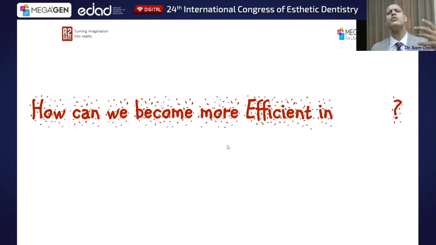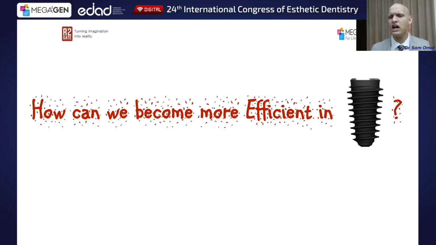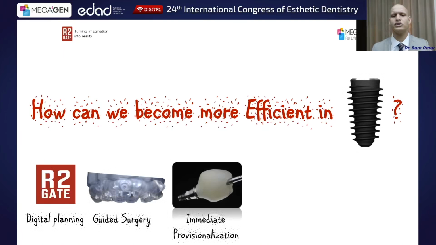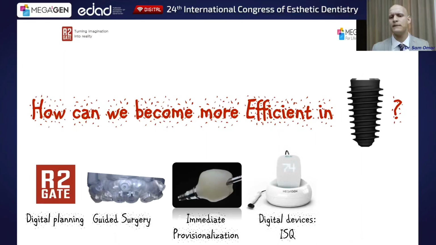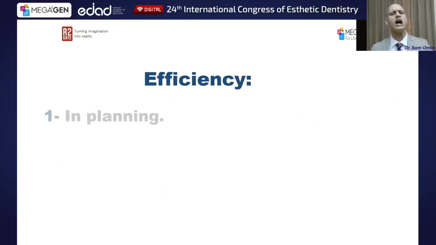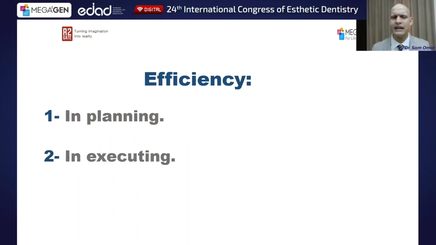Well, how can we be more efficient in implantology? Today we're going to be talking about digital planning, guided surgery, immediate provisionalization, digital devices like ISQ, and smart digital tools like the scan healing abutments. So let's talk about efficiency. In order for us to be efficient, we have to make sure that we're efficient in every part of our treatment. That includes planning, executing our planning, and also the follow-up on our treatment plan.